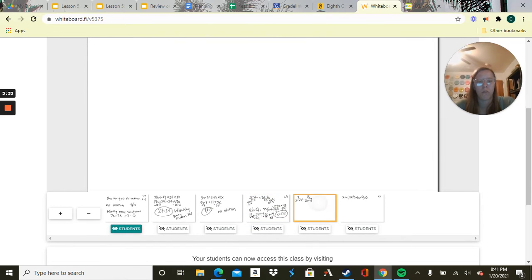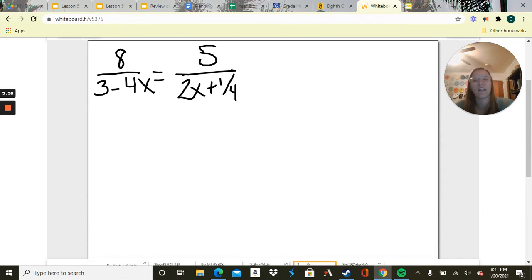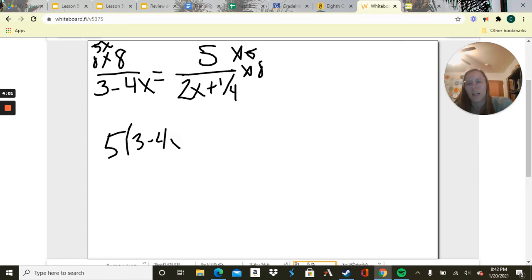Okay, we'll do one more from lesson 8. So same thing, this one's a little bit more difficult because the x's are on the bottom. So what's actually going to happen is we're going to multiply by 8 and 5. So times 8 times 5 times 5 times 8. So we have 5 times 3 minus 4x equals 8 times 2x plus 1/4. We're going to distribute.